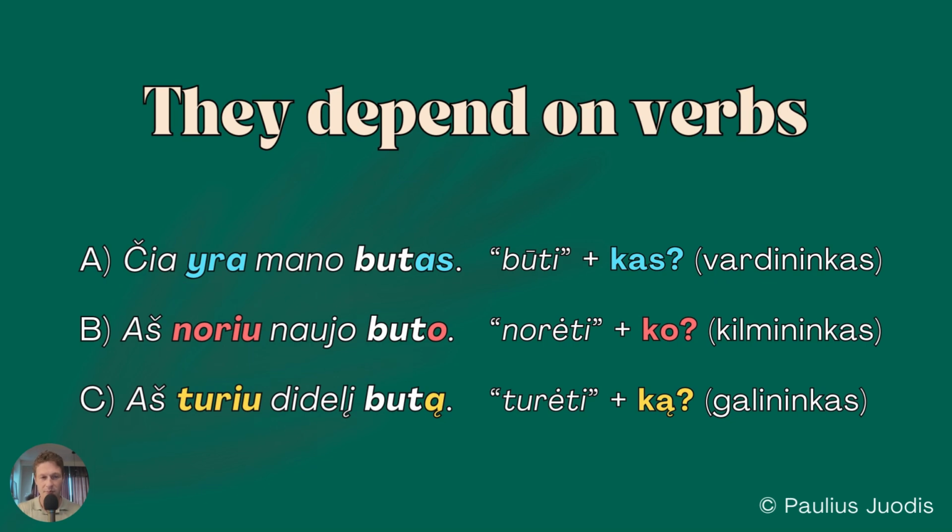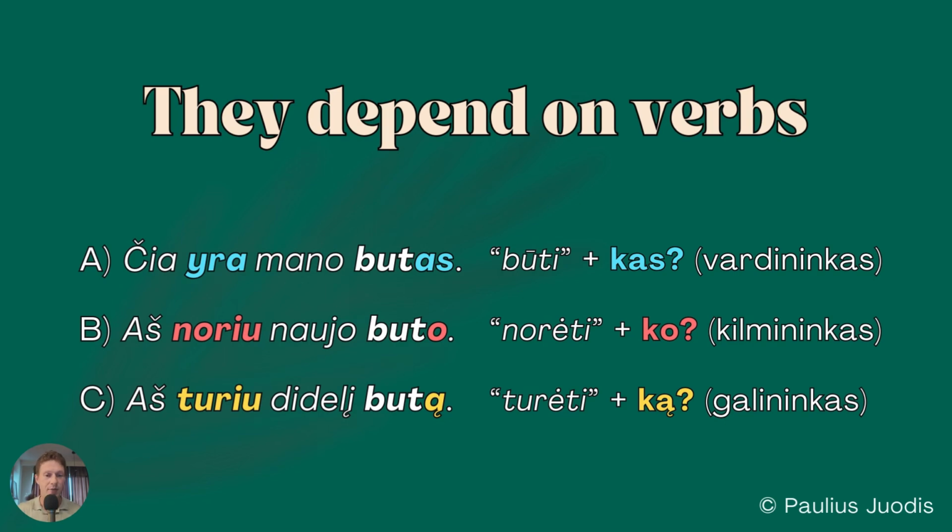On the surface, they look very different, right? What makes them different? Well, of course, the meaning is different. Čia yra mano butas, this is my apartment. Aš noriu naujo buto, I want a new apartment. And aš turiu didelį butą, I have a large apartment. In the English language, we will always have a consistent word apartment. But in the Lithuanian language, because we have other verbs, they will force us to use other cases because verbs and cases come in packs.